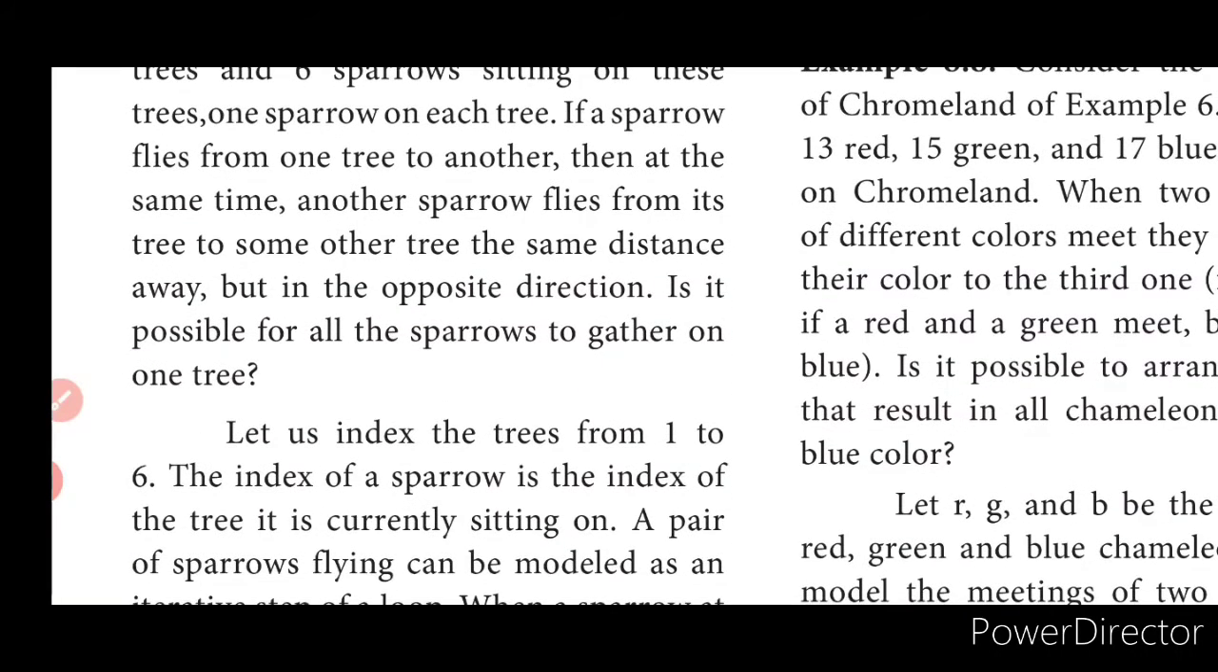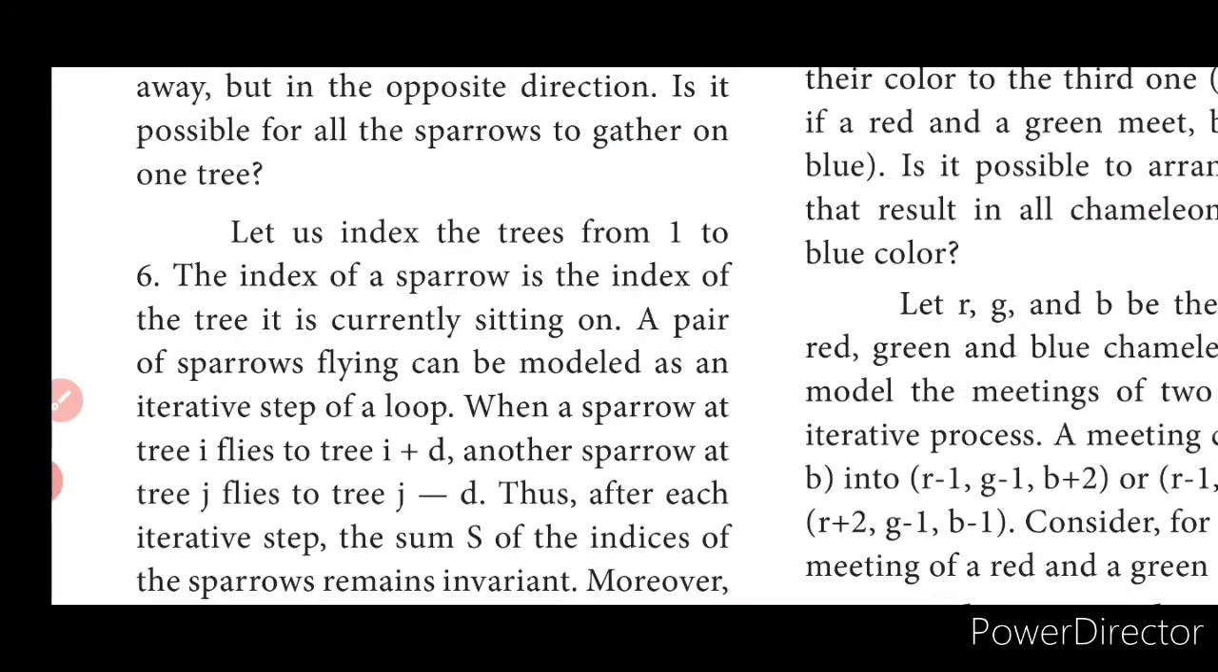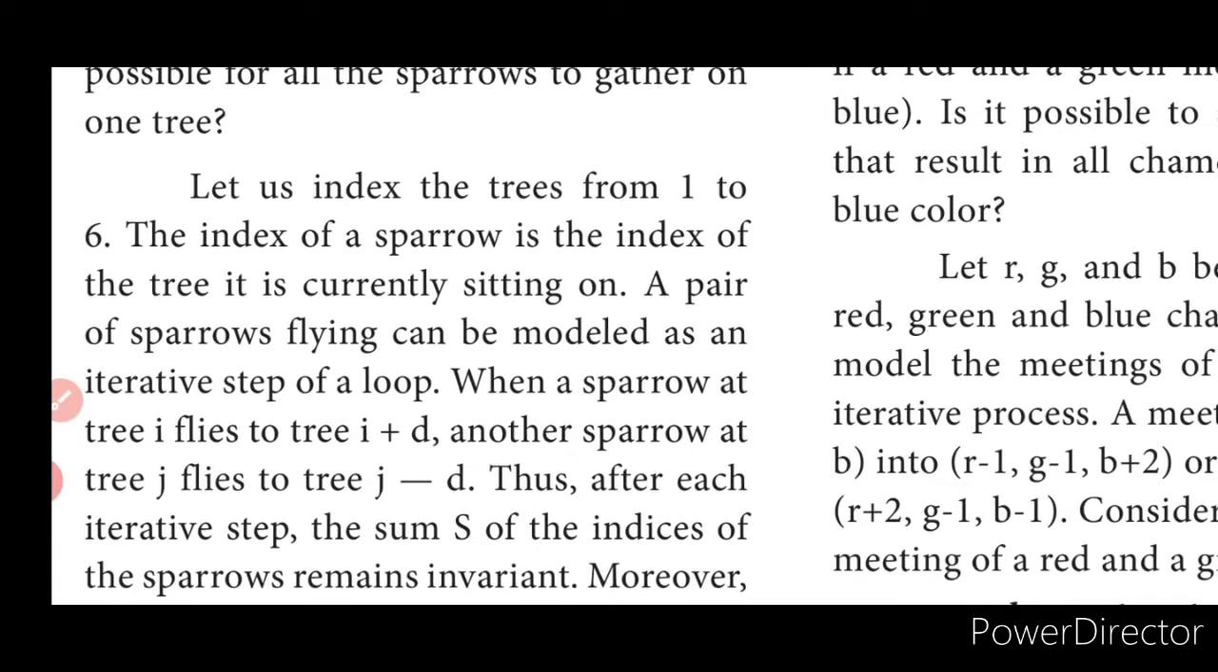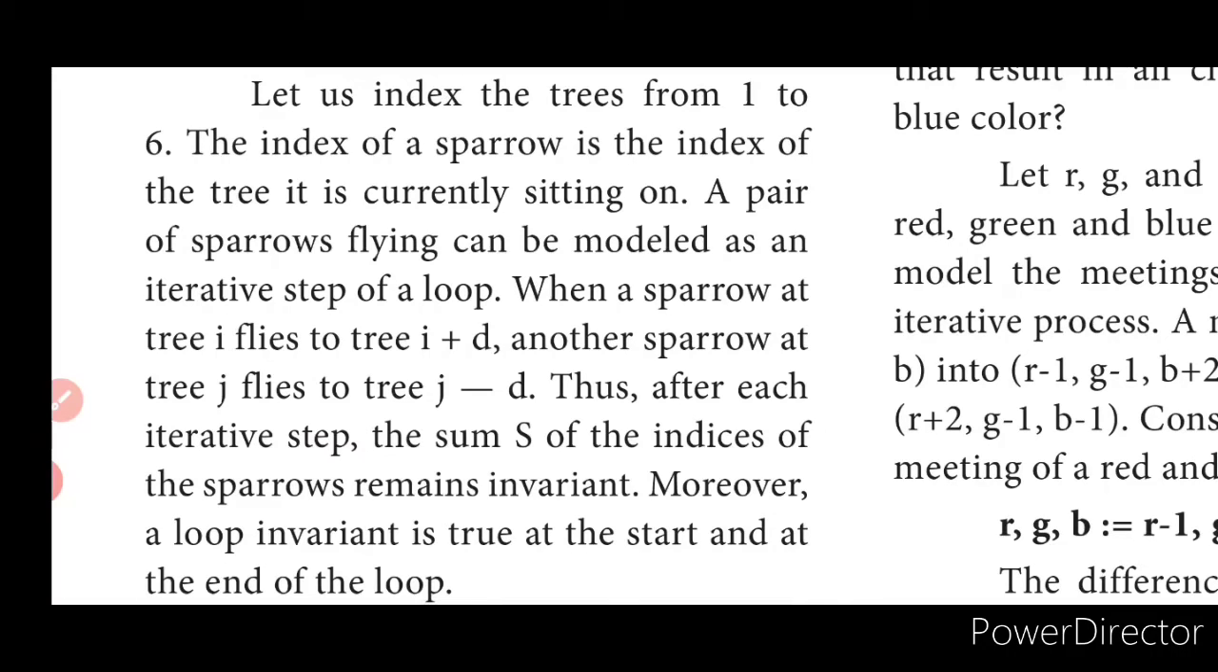Is it possible for all the sparrows to gather on one tree? Let us index the trees from 1 to 6. The index of the tree the sparrow is currently sitting on, and the sparrow flying, can be modeled as an iterative step of a loop. We are taking the trees as 1 to 6 and the sparrows will also be indexed like that. First a sparrow sitting on the first tree, a sparrow sitting on the second tree. This is how we are going to index. Fine. We are just going to repeat the steps.